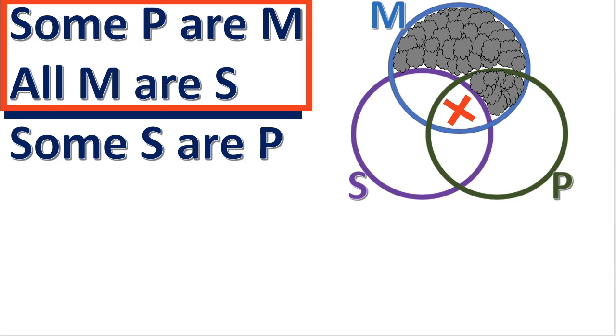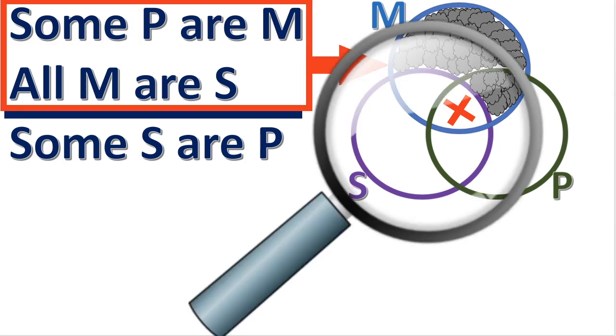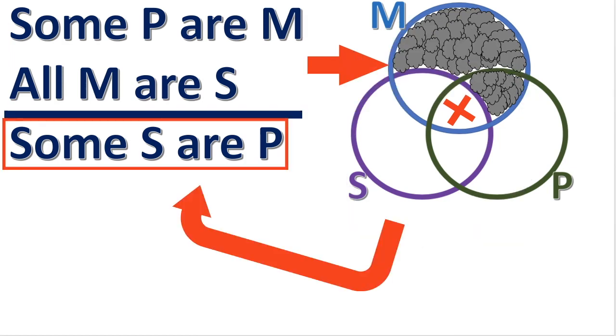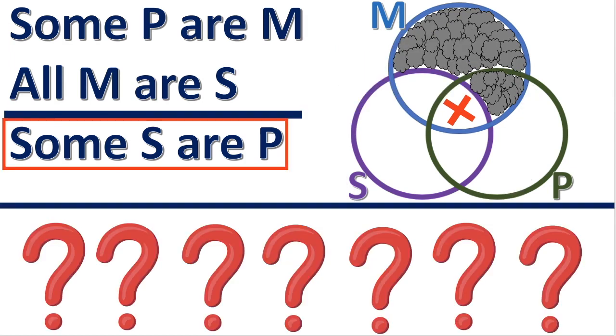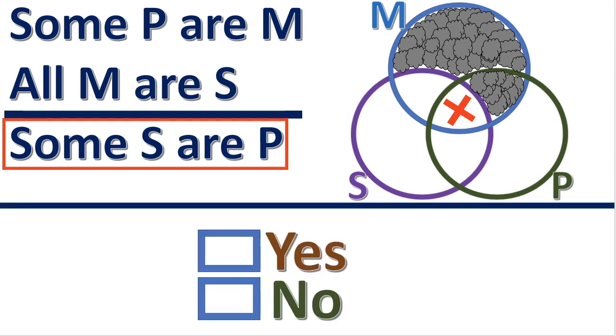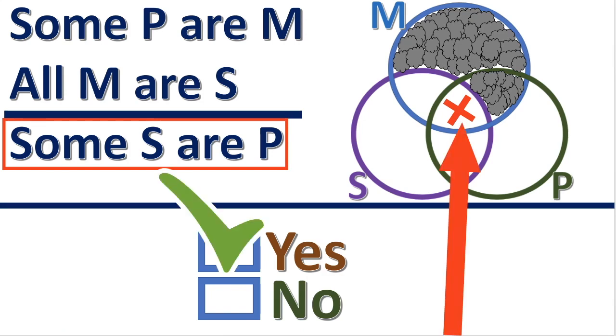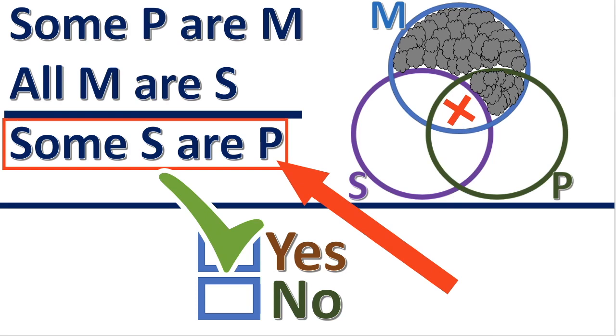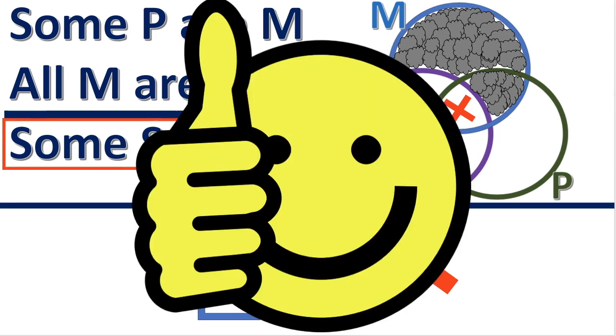Since both premises are diagrammed, we check the diagram to see if it supports the conclusion. Well, does the diagram support the conclusion? Press pause if you need to. The answer in 3, 2, 1. Ding! Yes. There's an X in the overlap area. Just like the conclusion claims, the syllogism is valid.